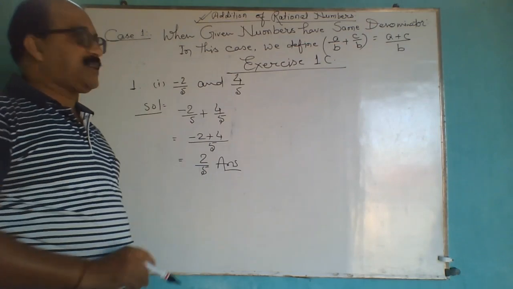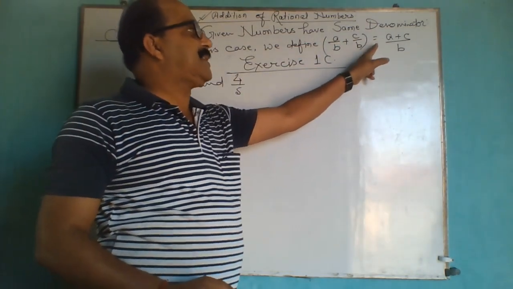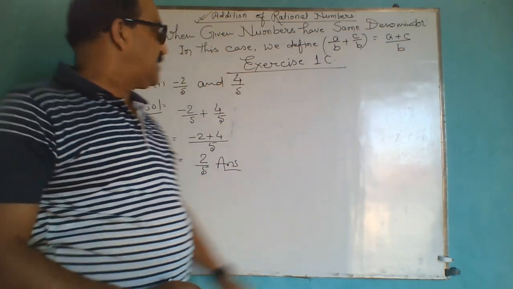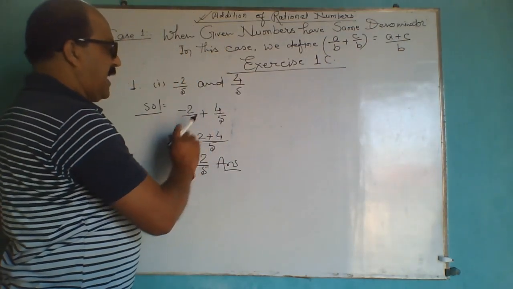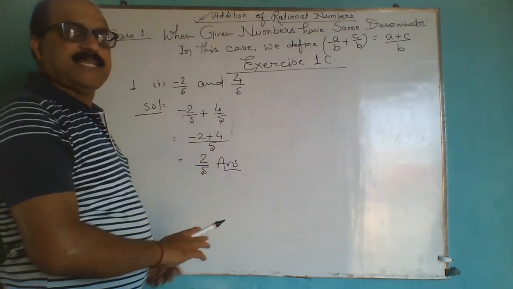The same property has been followed: a by b plus c by b is equal to a plus c by b. In that case, you have to add only the numerators. The denominator becomes the LCM of it.